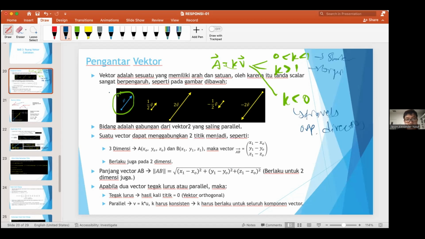Now, this is just the first term, vector. The next one is what we call bidang, or plane. So what is a plane? A plane is a combination of vectors that are parallel to each other. Basically this is what a plane looks like, and the plane consists of many different vectors that are parallel to each other.